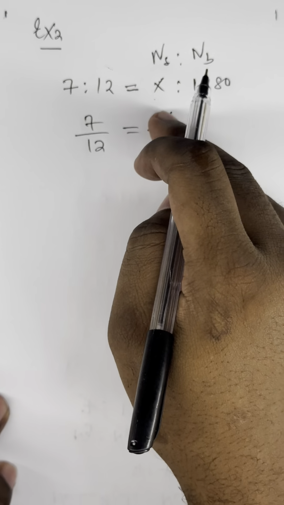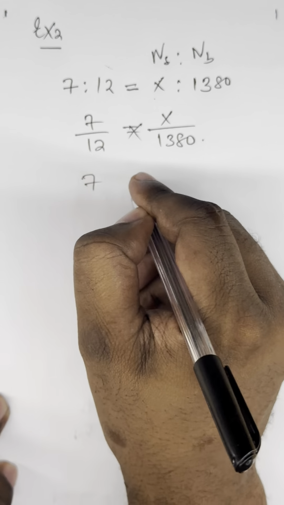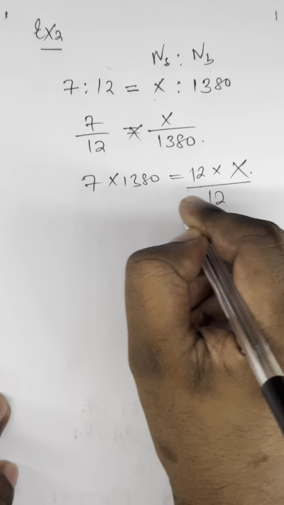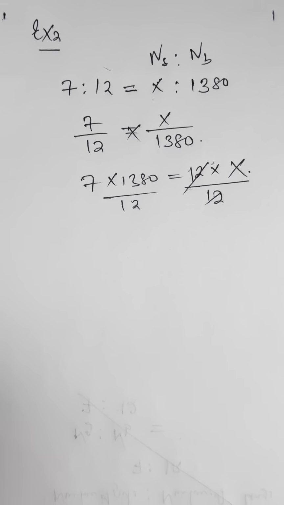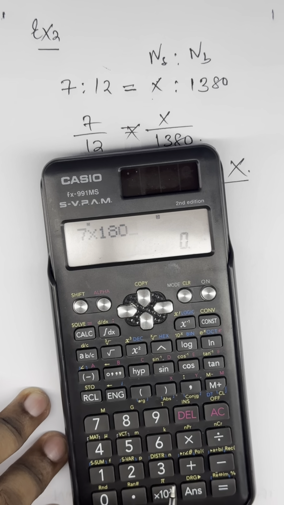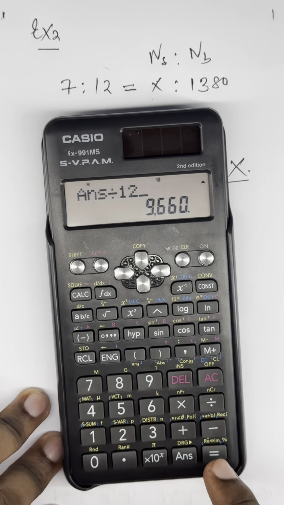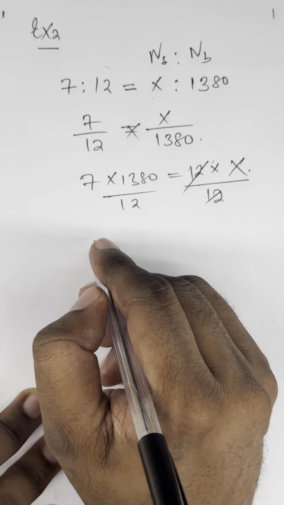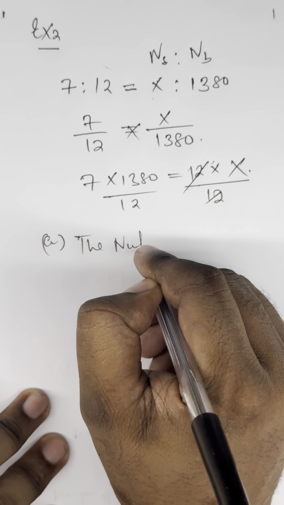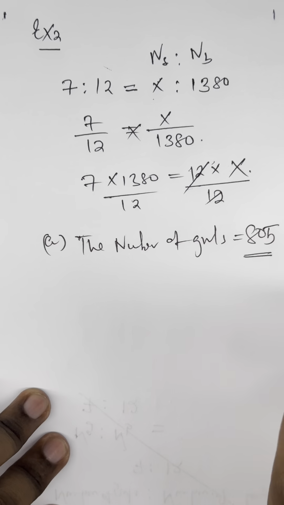We find the whole number of girls in that school, as question 1 asks. With cross multiplication, you will have 7 times 1,380 equals 12 times X. Now divide by 12. Use your calculator: 7 times 1,380, then divide by 12. We find that the number of girls in that school, part A, equals 805.